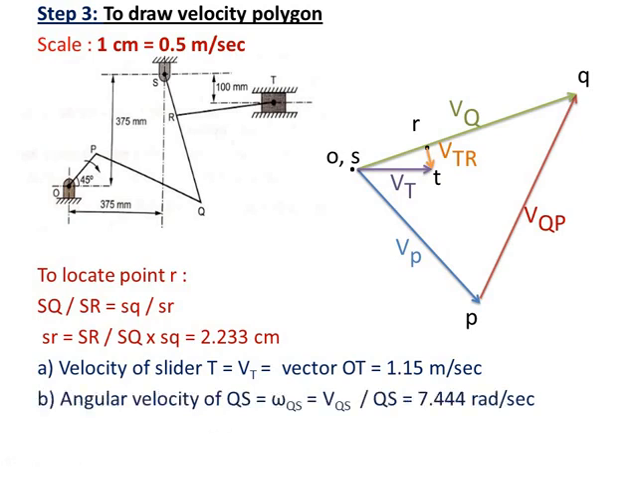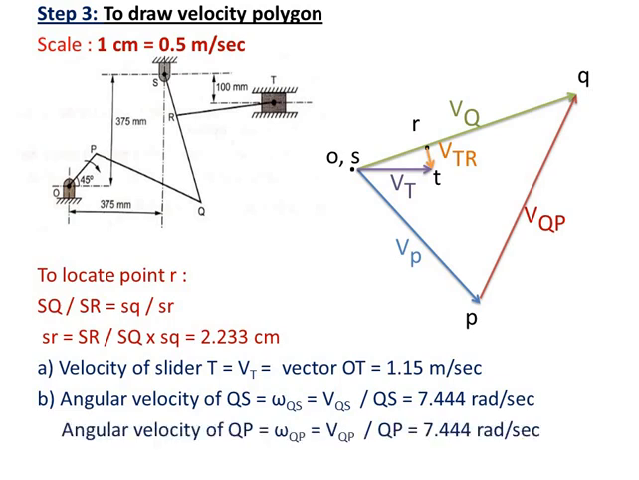Now we have to get the angular velocity of link QS. We know V equal to R omega, so using this we can find omega equal to V by R. So you can find out the velocity of QS. Simply measure this vector QS, multiplied by scale, it will give you the velocity of QS. Divided by the length of link QS, it will give you the angular velocity of QS equal to 7.444 radian per second.